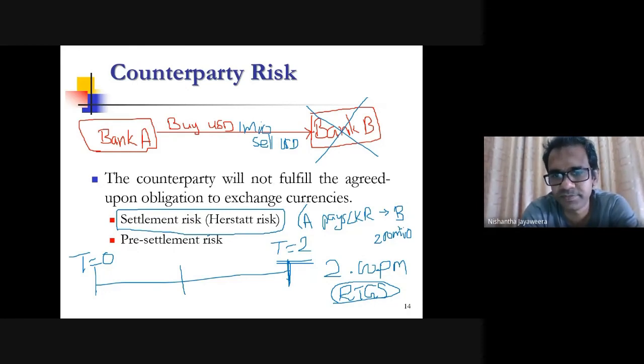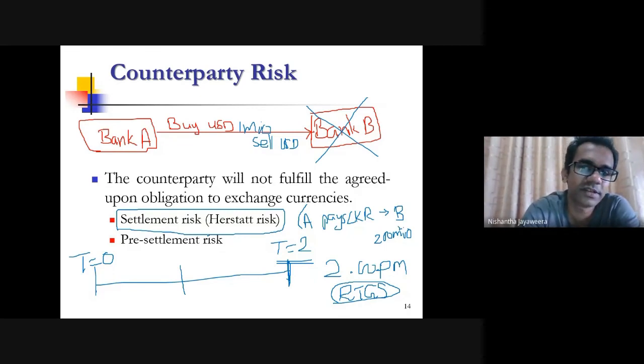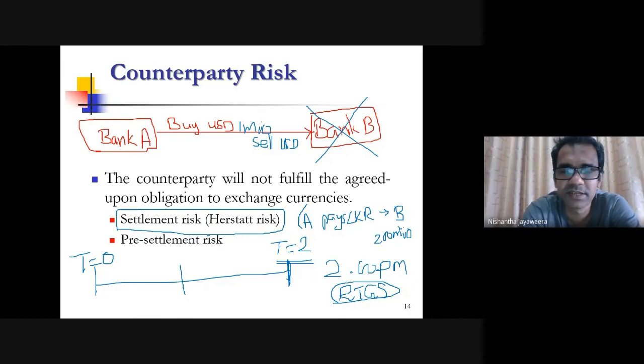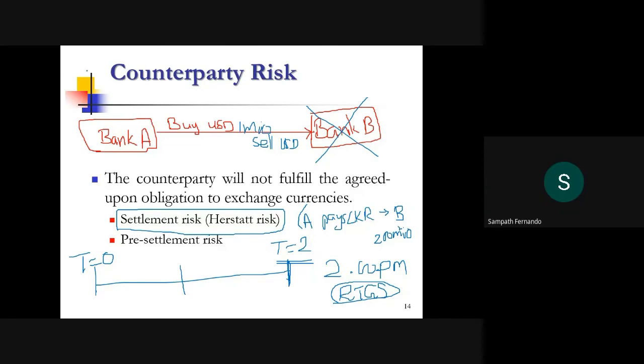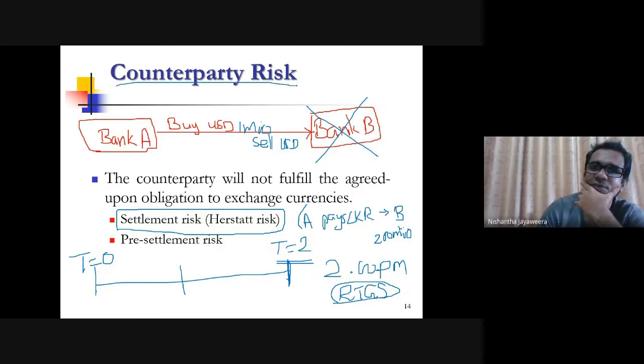That's true. Whenever you say credit risk, it is the inability of the party to pay. It can happen in the settlement risk, or it can be pre-settlement risk, things like that. That's another thing: it's called counterparty risk, the risk of the other party. It's basically the credit risk.